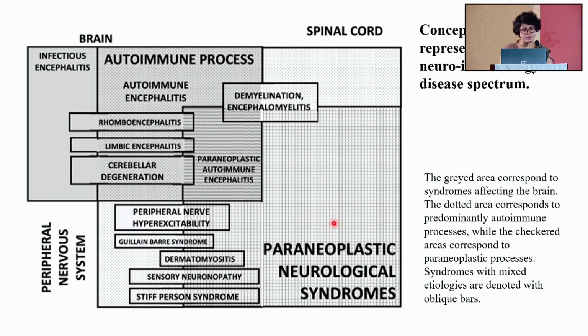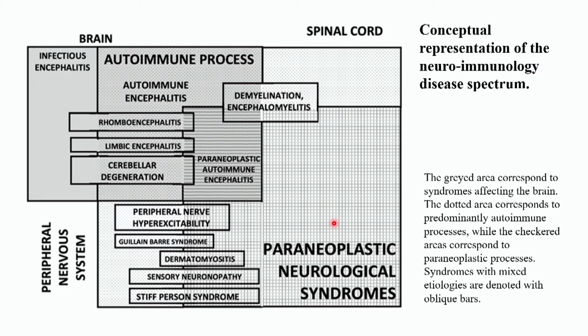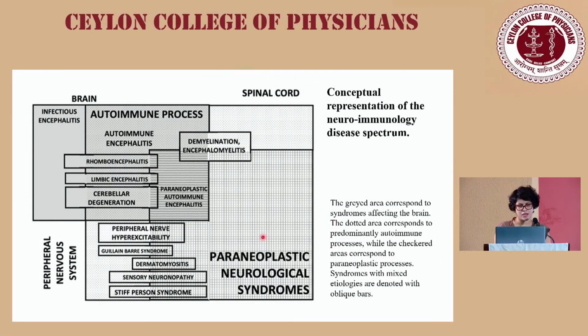The gray box in the uppermost area highlights the diseases involving the brain, both the infectious causes and autoimmune processes. The large dotted box shows the autoimmune processes involving the brain, spinal cord, and the peripheral nervous system. Downwards, the checkered area highlights the paraneoplastic neurological syndromes, and in the center you will see an oblique area showing mixed pathologies with paraneoplastic autoimmune encephalitis. So this is a simple representation of neuroimmunology.